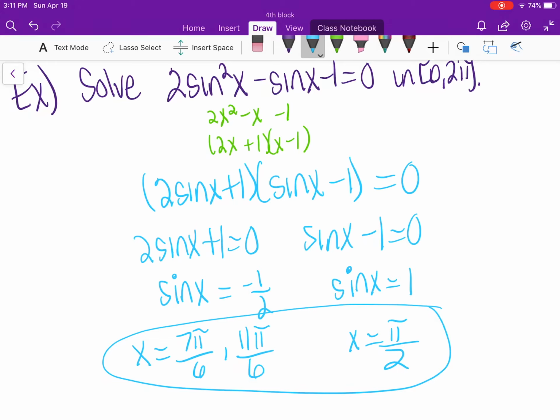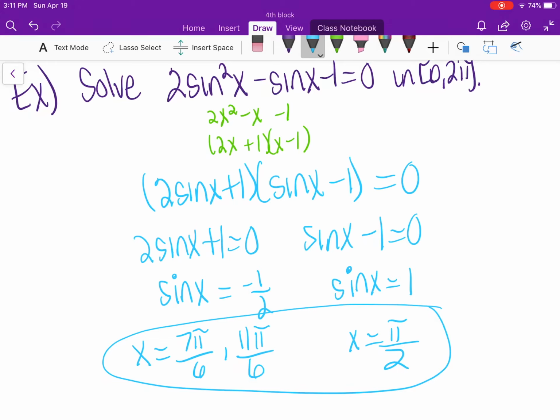Okay, next we want to solve 2 sine squared x plus 3 cosine x minus 3 equals 0.